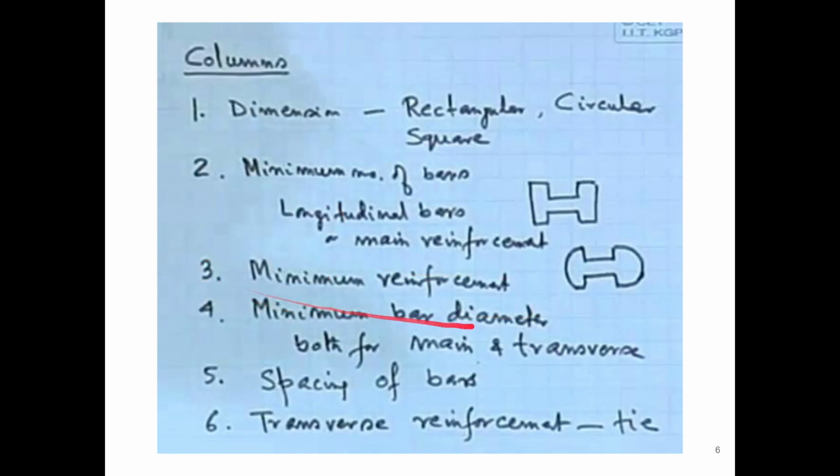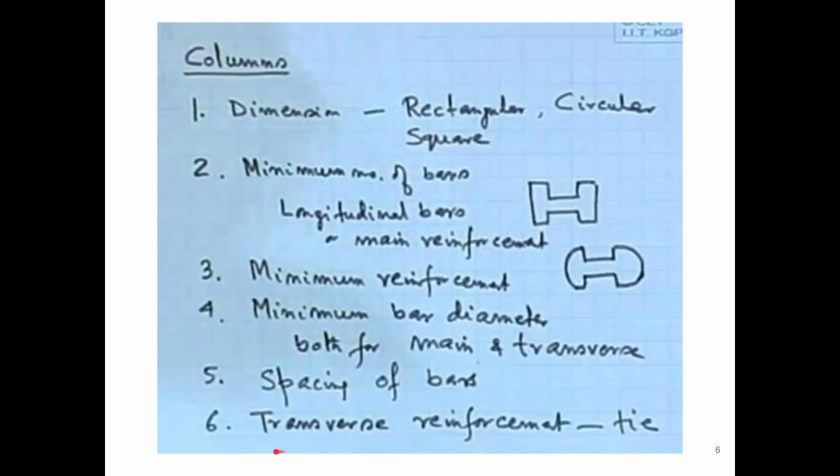That is the minimum area of steel that is required. Similarly, there is minimum bar diameter, both for main and transverse bars. There must be a limit for that also, based on the IS code and the amount of transverse steel area we would require. And also there will be spacing of bars, which will have some special conditions for calculation.